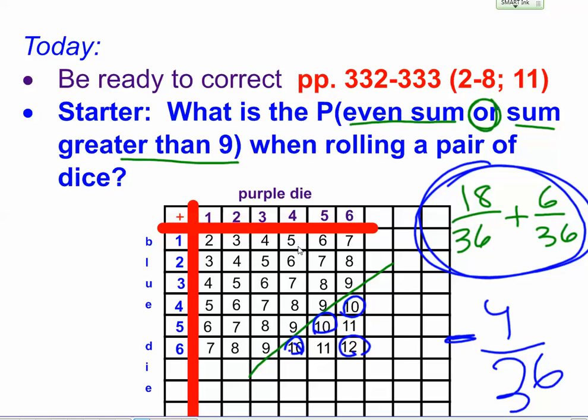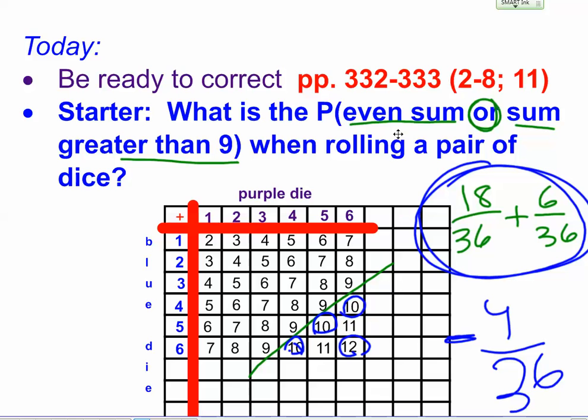We started off today with this starter to see if you remembered how we did addition and subtraction using probability from last class before your long 4-day weekend. The question was, what's the probability that when I roll a pair of dice, I have an even sum or a sum greater than 9? So we went back to the table that we made to show all the possible sums when rolling 2 fair dice.